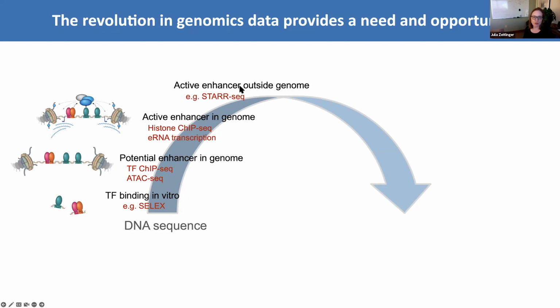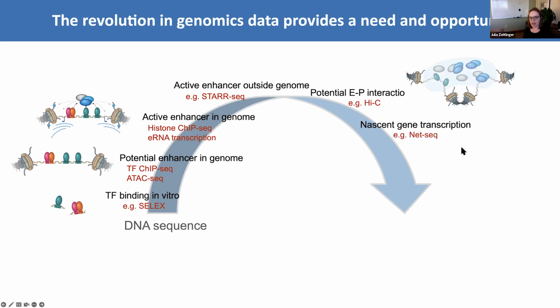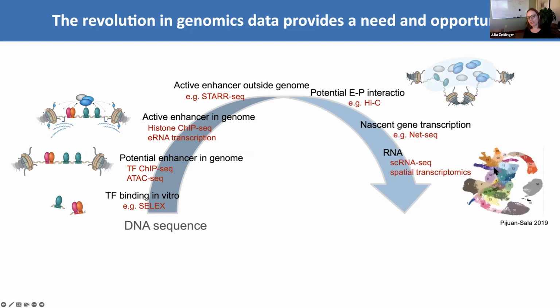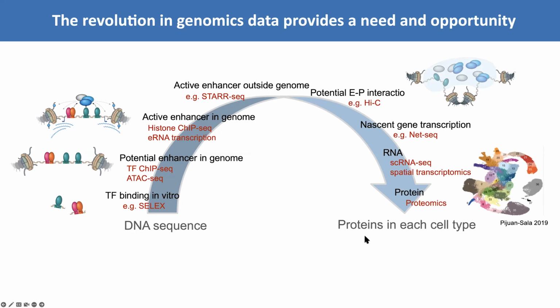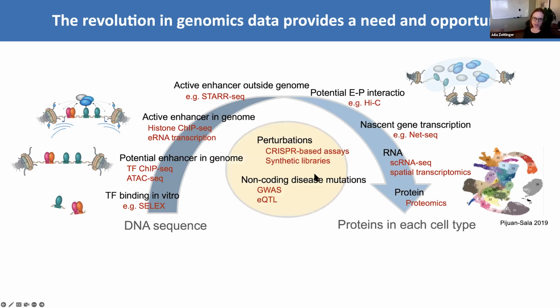Of course, there are also reporter assays. And of course, eventually we want to look at target genes and how they're expressed nascently, or we can look at single cell resolution in RNA and also now in a spatial way. We can look at protein and we can look at perturbations. So all of this together really should give us an idea of how gene regulation works. But the problem is, how do we put all of these data sets together? That's a very challenging problem.